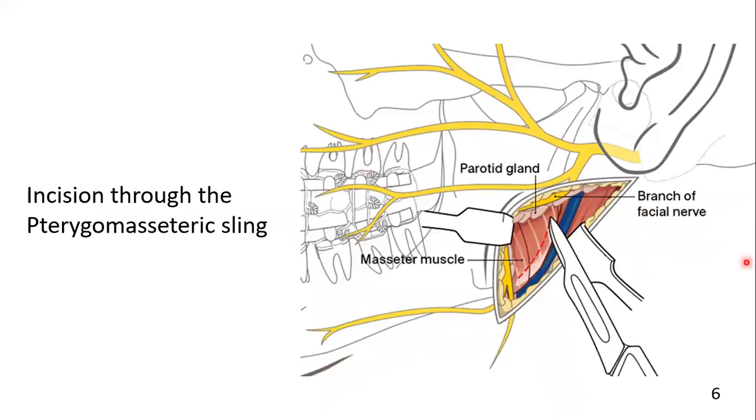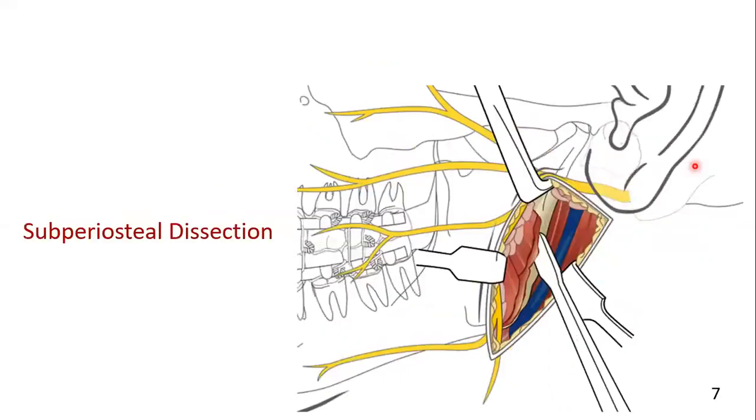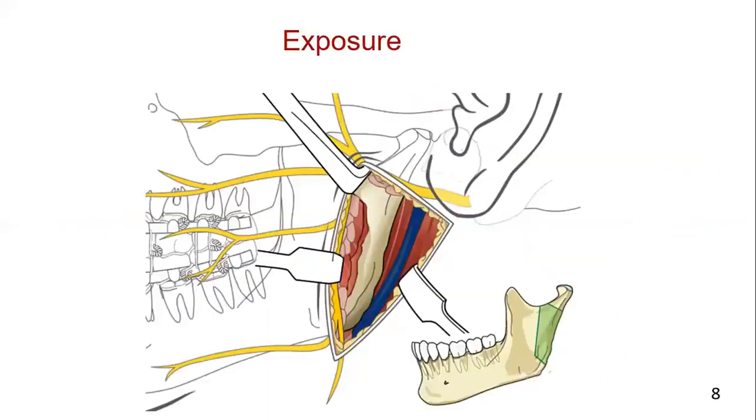Once the posterior border of the mandible has been reached, an incision is made through the pterygomasseteric sling. The periosteal elevator is used to strip the masseter muscle from the ramus. Further dissection continues superiorly along the posterior border and exposes the condylar process. This is an illustration of the amount of exposure obtained using this approach.